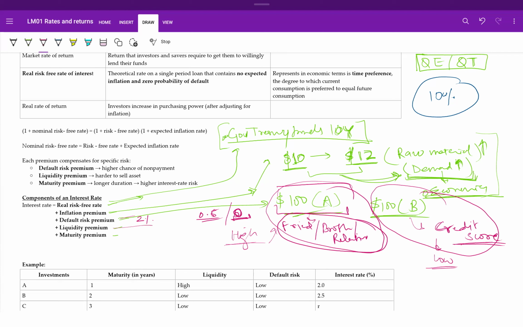And now let's talk about equity. Oh, sorry, liquidity premium. Liquidity premium compensates the investor for the risk of receiving less than the fair value for the investment when converting it into cash quickly. So liquidity means how quickly we are able to convert the asset or the investment into cash.